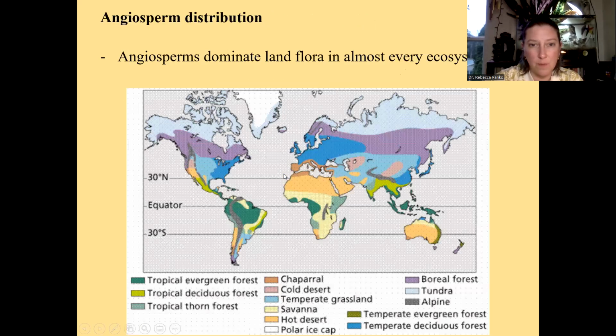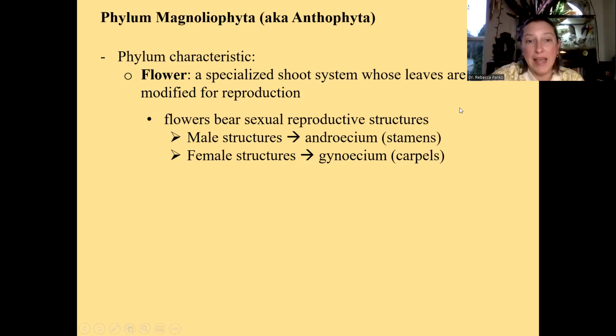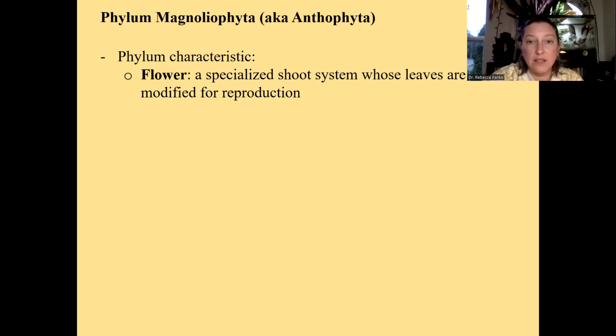Do I show it here? No, I don't. If you go back to when we first started, I think it was Introduction to the Vascular Plants, so probably lecture 4, we talked about the shoot system, the root system, that kind of stuff. So the flower is part of that shoot system, right? The above ground part. And you see it's a specialized shoot system whose leaves are modified for reproduction. So we know then that we have to deal with sex structures, right? If we're dealing with reproduction.